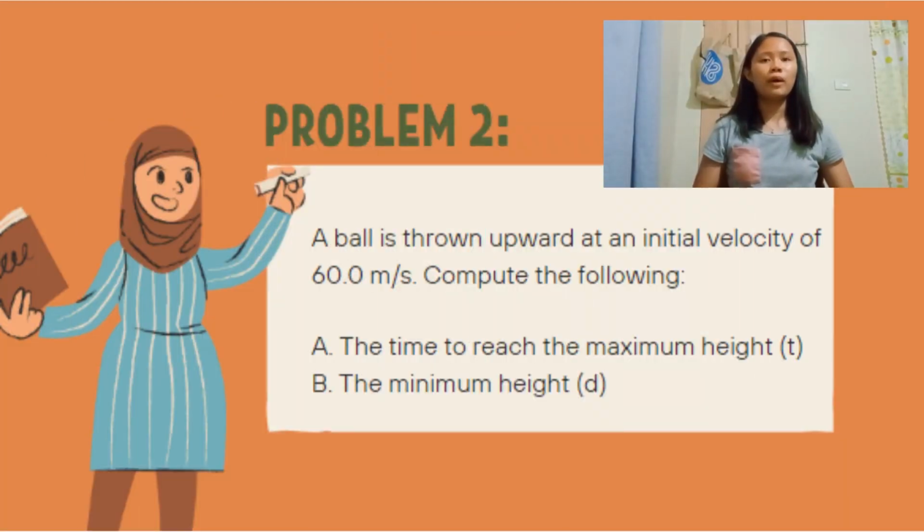Problem number 2. A ball is thrown upward at an initial velocity of 60.0 meters per second. Compute for the following: A. The time to reach the maximum height. B. The maximum height, or displacement. Solve for the time for the ball to reach its maximum height.